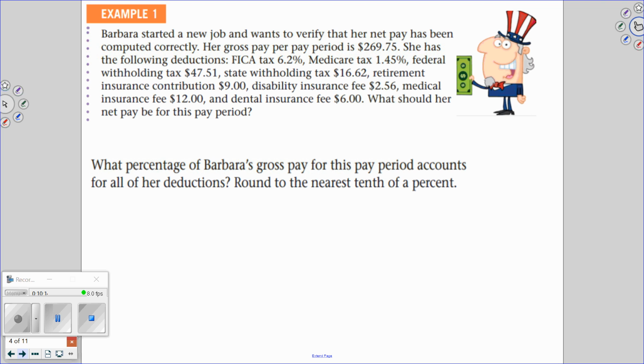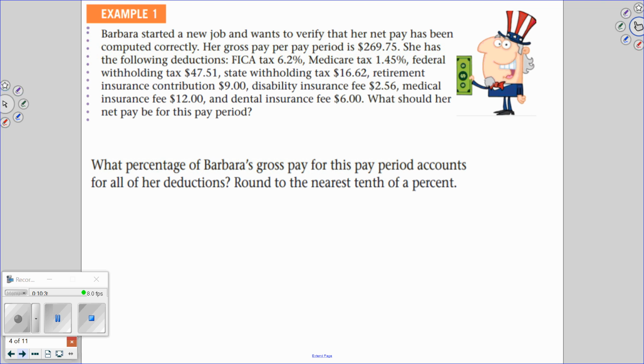I think you guys need a little bit of an eye opener for some of you. The money you make per hour is not at all what you bring home. Okay? So what should her net pay be? Net pay is take out all the taxes and everything. So what's the first thing I need to actually figure out? Because two of those have percentages up there. We need to figure out what those are.